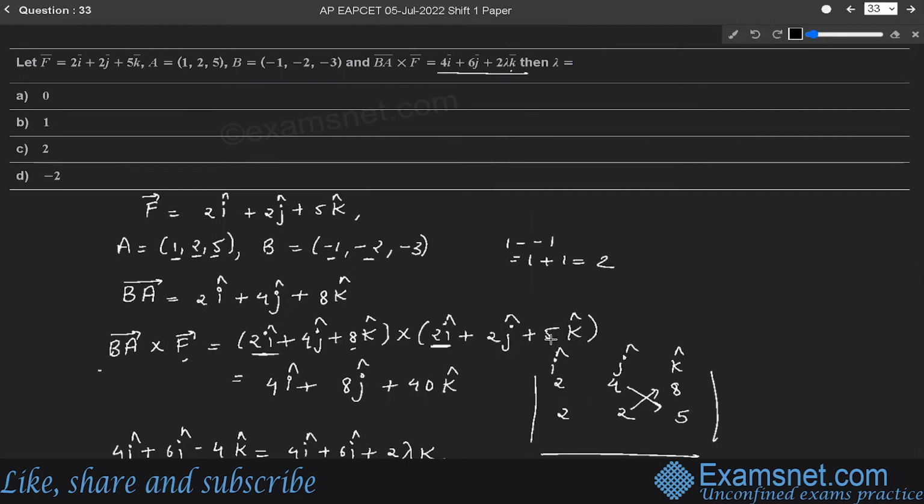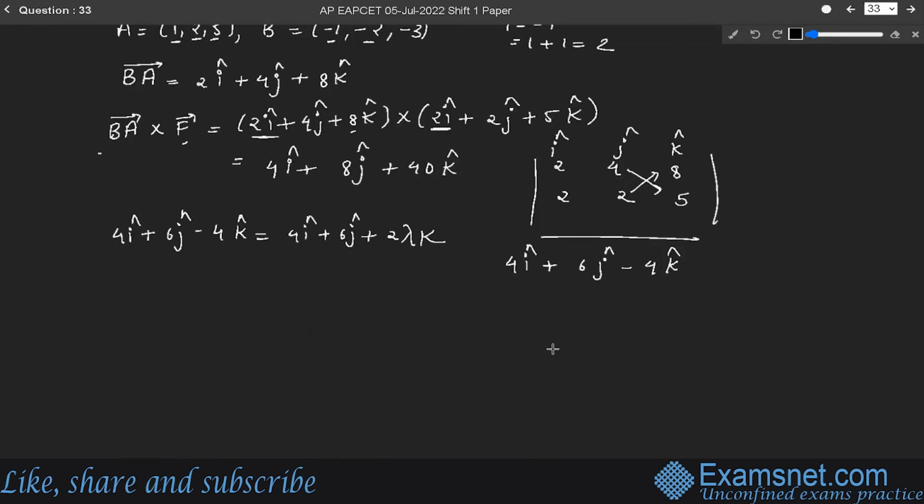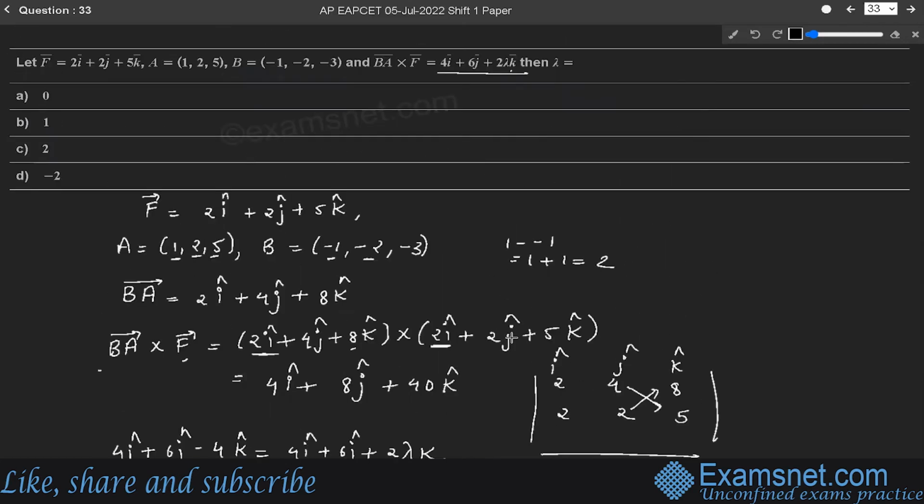And we have to find the value for lambda here. So equating the terms for k, it will be 2 lambda is equal to minus 4. Now, lambda will be equal to minus 4 upon 2. So lambda will be equal to minus 2. This is the required value for lambda. Therefore, we can say that option D is the correct option for this question.